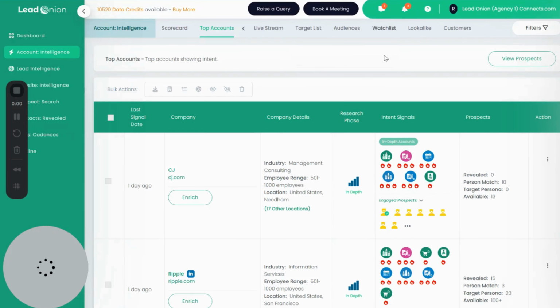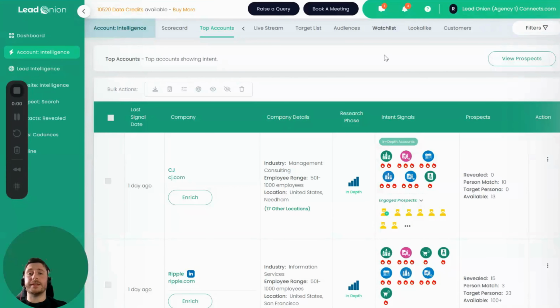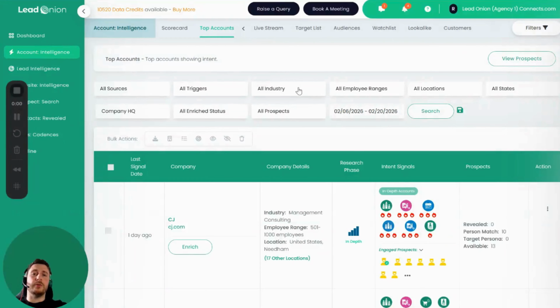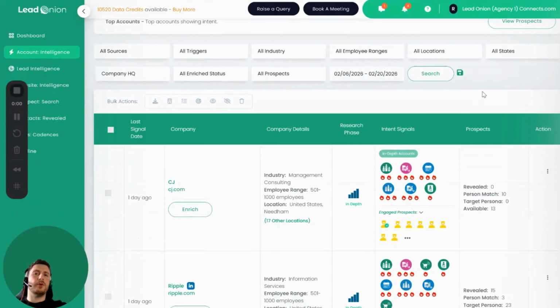Let's start with top accounts. Top accounts analyzes thousands of signals that are happening every single day of intent for your business. It looks at which companies are showing up with intent, it scores them, and it prioritizes the very top accounts in your market. With top accounts, your sales team are logging in first thing in the morning. They're using filters to identify verticals and locations they want to sell to, and they're immediately getting brought back the very top companies they should spend time talking to for that vertical.